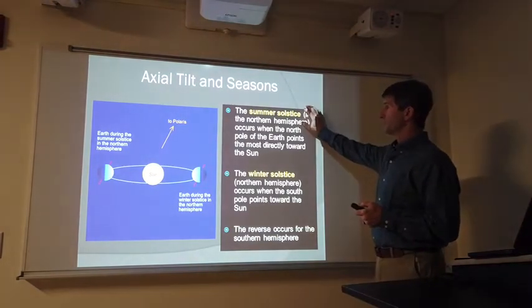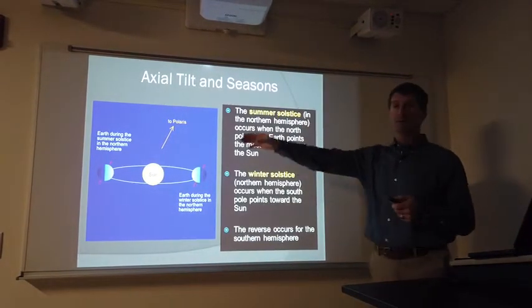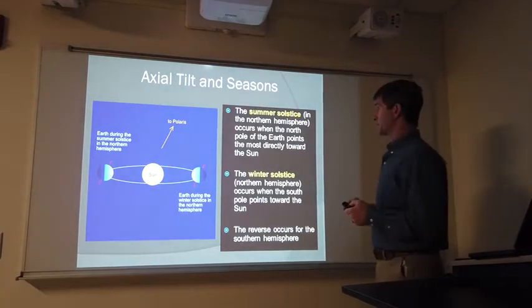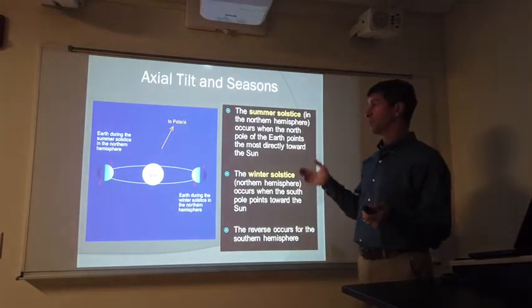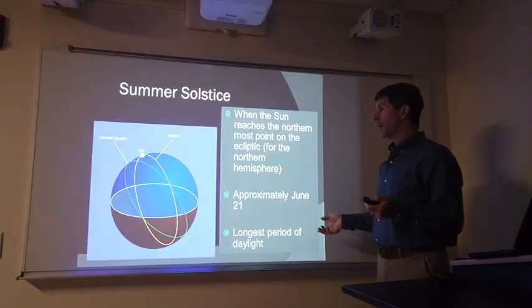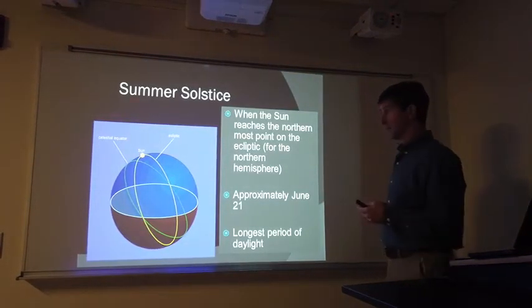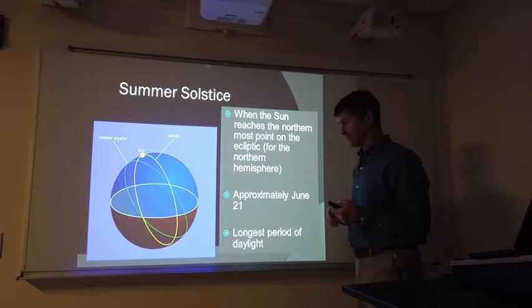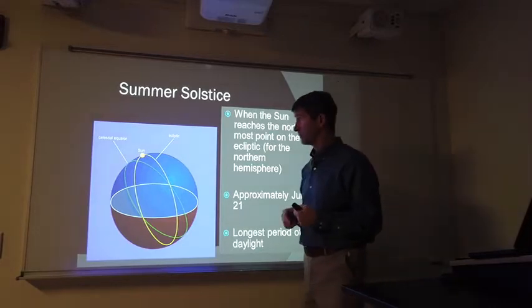Now, let's talk about the solstice. The summer solstice, the axis, at least in the northern hemisphere, is pointed toward the sun. The winter solstice is pointed away. The reverse, of course, happens in the southern hemisphere.